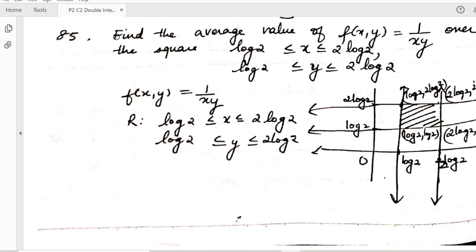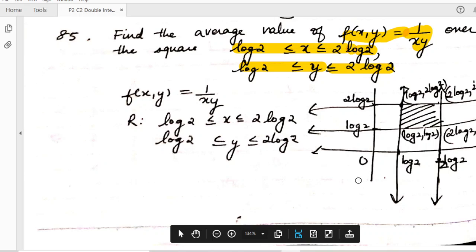The question is, find the average value of the function f of xy is equal to 1 by xy over the square log 2 less than or equal to x less than or equal to 2 log 2, and log 2 less than or equal to y less than or equal to 2 log 2. So our region is this and our function is f of xy is equal to 1 by xy, and we have to find the average value in this case.